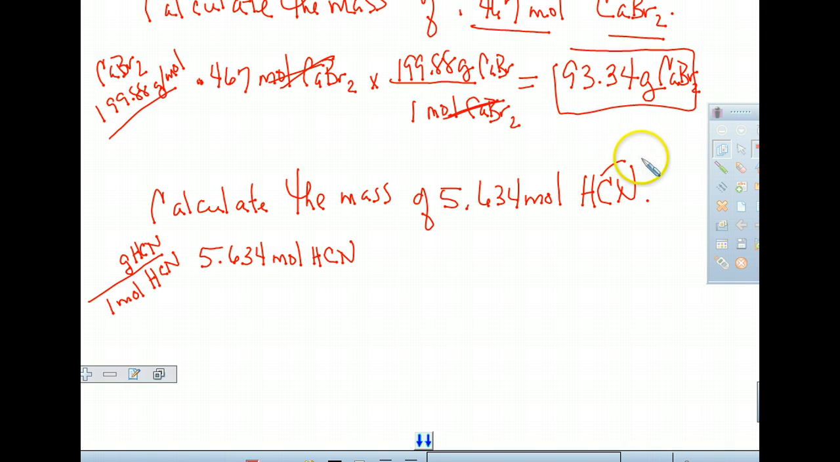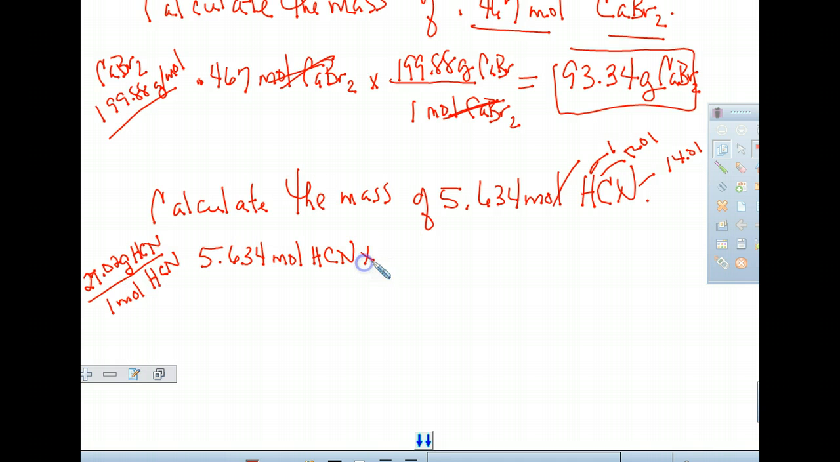There's one hydrogen, which is 1. There's one carbon, which is 12.01. And there's a nitrogen, which is 14.01. If I add all these together, I get that this compound has a molar mass of 27.02. So I know that 27.02 grams of this compound is 1 mole of this compound.